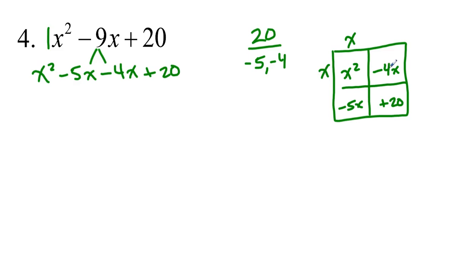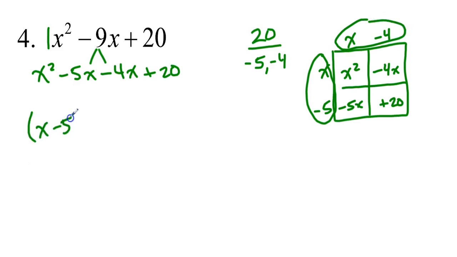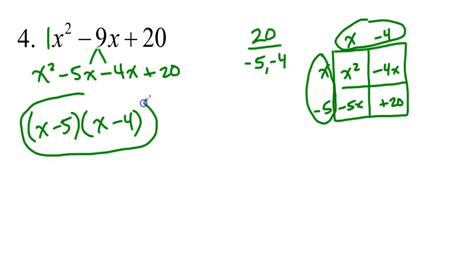Well, what times x makes negative 4x? Well, it's just negative 4. And what times x makes negative 5x? Well, it's just negative 5. And of course, negative 5 times negative 4 gives us our 20. So here are our factors right here, right? X minus 5 gets multiplied by x minus 4, and we've got our factorization. I don't even really need to show how this multiplies out, because it's right above, right? All the 4 terms. And it checks out.